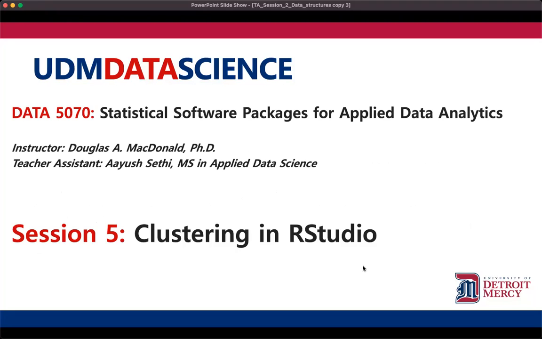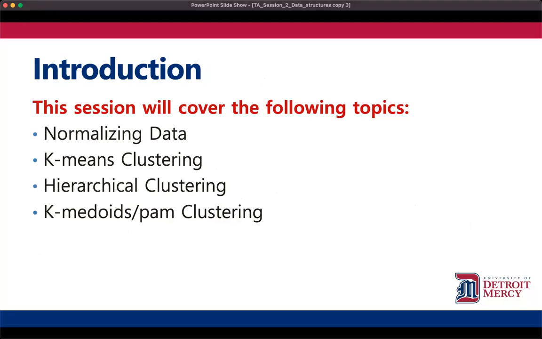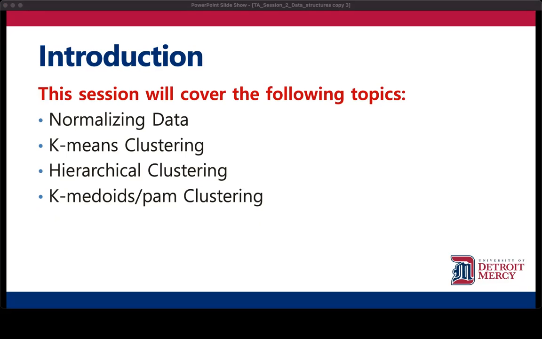Hello and welcome to session 5, the R part of Data 5070, Statistical Software Packages for Applied Data Analytics. I'm your TA Ayush, and in this video, we're going to be going over normalizing data and 3 types of clustering methods: k-means, hierarchical clustering, and k-medoids, or PAM, which stands for partitioning around medoids, clustering methods.